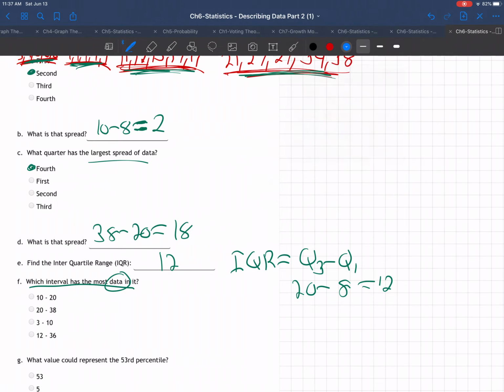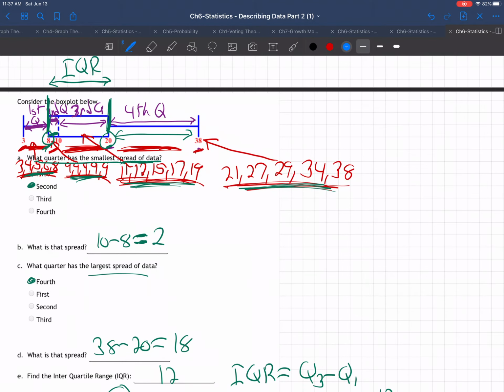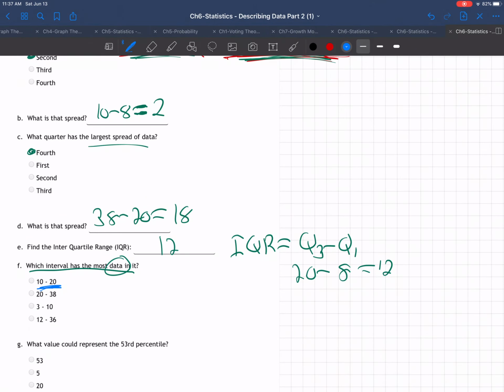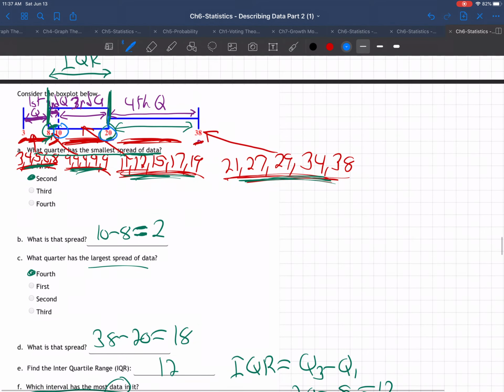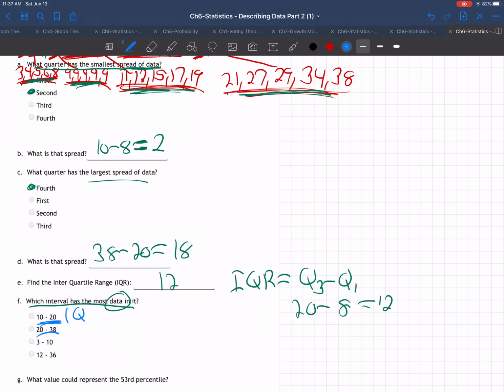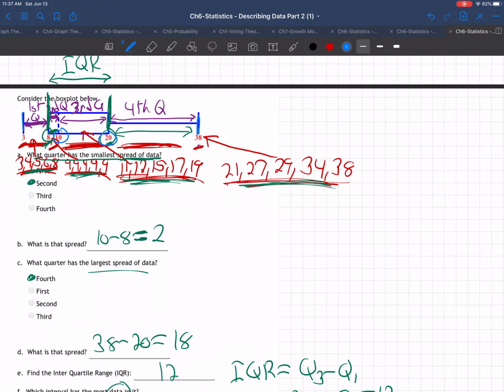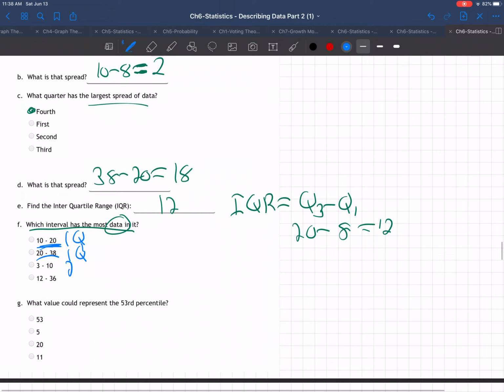Well, let's see, 10 to 20. From 10 to 20 goes from here to there. So that's just 1 quarter exactly. What's 20 to 38? 20 to 38, that's another quarter. That's the upper quarter. That's 1 quarter of data values. 3 to 10. From 3 to 10, that includes 2 quarters, right? The bottom quarter and the next quarter. That's 2 quarters of data values.